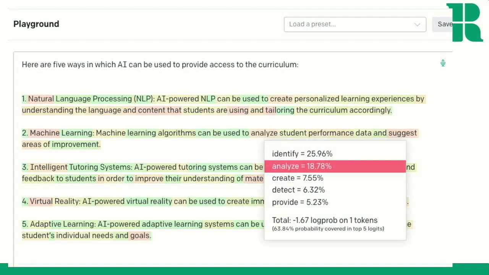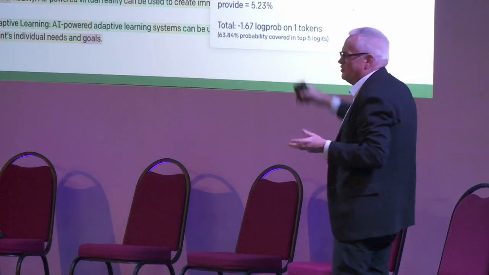GPT Playground lets you play with some of the parameters and look behind the screen a little, so you can go and see how it's determining what word comes next. So, give me 5 ways in which AI can be used to provide access to the curriculum. And it goes off and decides the first word to put there. And it says natural is going to be its first word, and then writes the next words, which are obviously going to be language processing NLP. Here it's predicting analyze as the word. Analyze wasn't its top choice. Its top choice was identify.